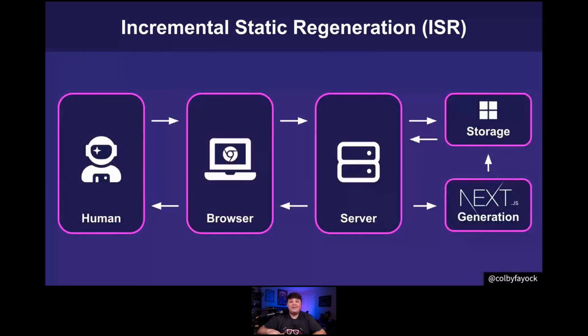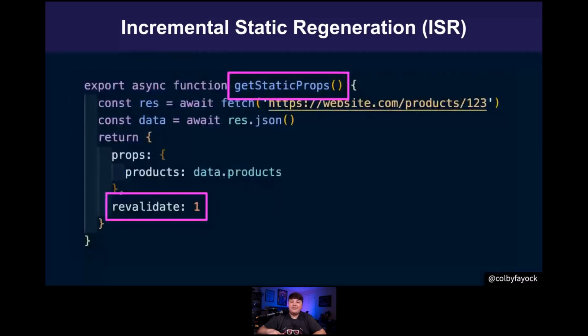If we take a quick look back at our diagram that I promised you that I would explain, our visitor is hitting a server and receiving a static file. But every 1 second, or whatever number we define here under revalidate, Next.js is going to go off in the background, regenerate that page and stick it into static storage. We're able to defend ourselves against high volume traffic hitting dynamic routes, while keeping that page updated with the latest information.